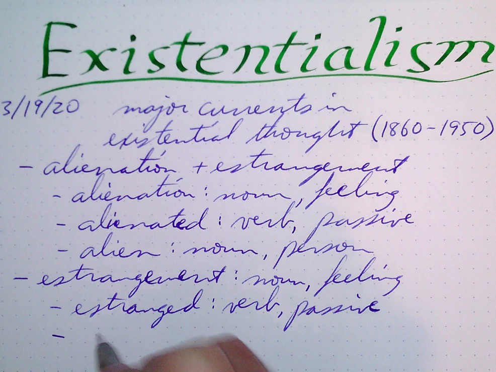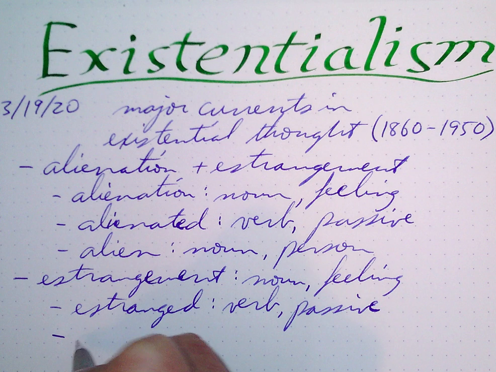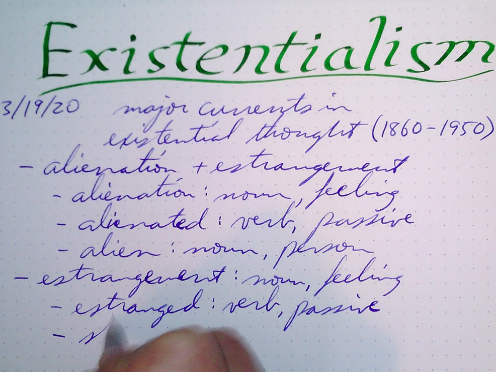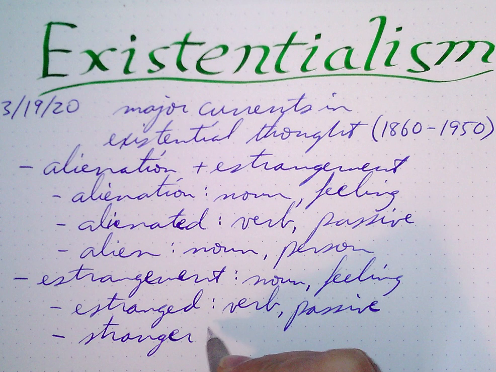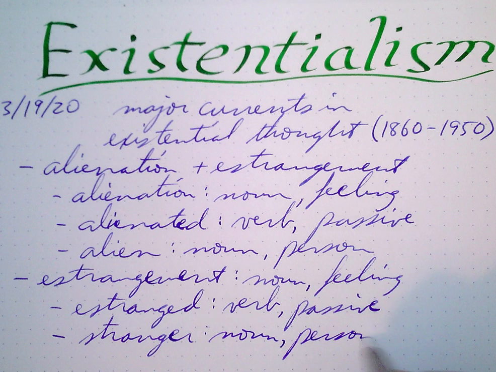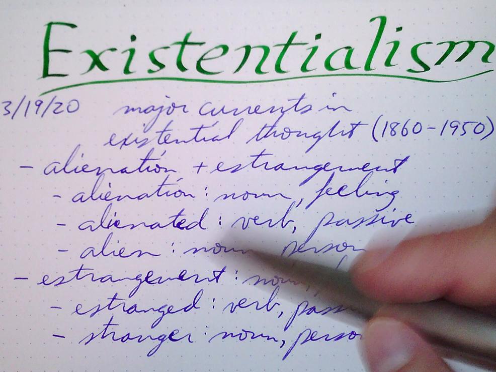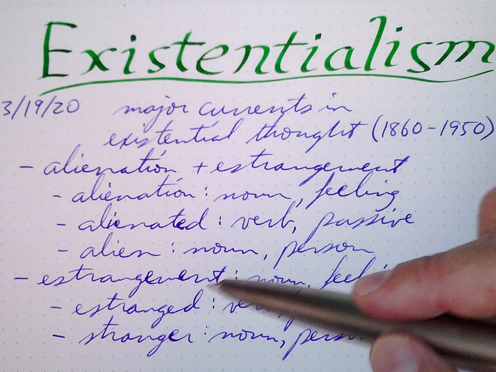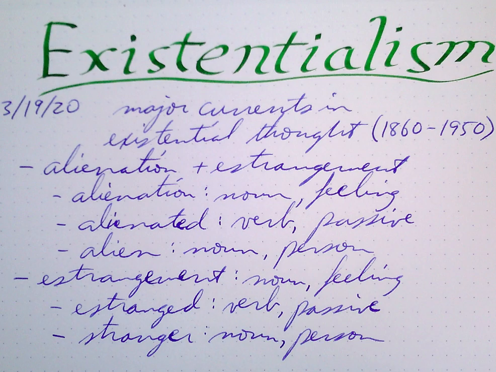And then lastly, the concept. This one is a little more difficult to see in English. You see it more clearly in French. Because in English, the noun form of estrangement is stranger. We drop the E. In French, they don't drop the E, they keep it. So this is the noun describing the person. So look at that sequence there. We have alienation, alienated, and we have the alien. Then we have estrangement, to be estranged, and then we have the stranger.